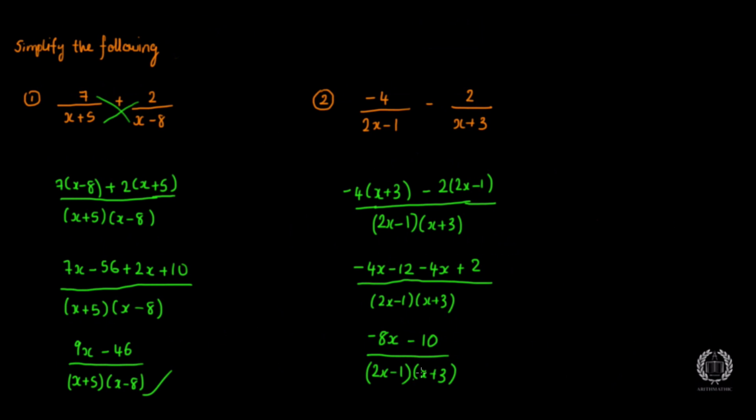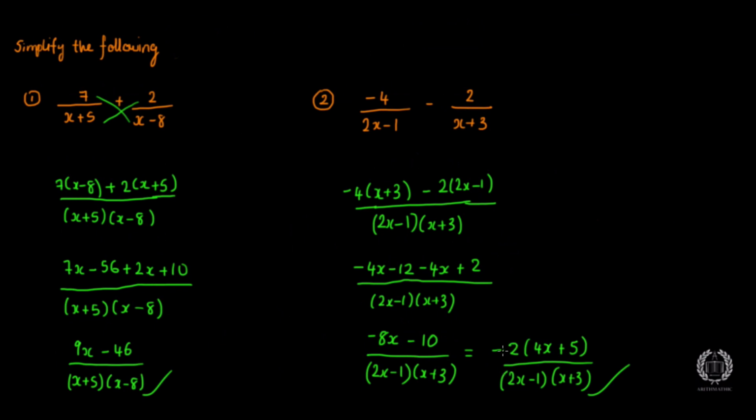Okay, so what you can do as well, if you see minus 8x and minus 10, if the question were to ask, for example, to simplify, you can do something to the top, the numerator. You can actually simplify this. What I mean by simplify is you can take your minus out, and there's also 2 in common. So if you take minus 2 out of this, you're going to end up with 4x and then plus 5, and that's over 2x minus 1 and then x plus 3. So you can do that as well.